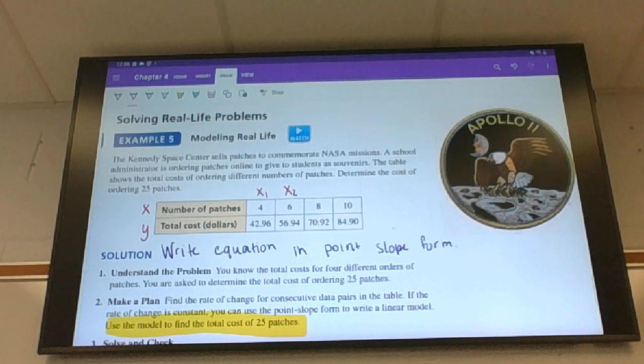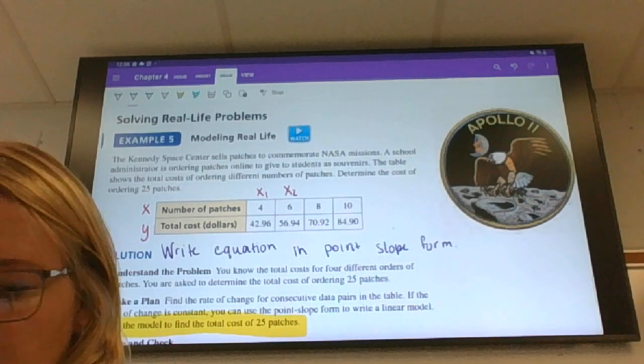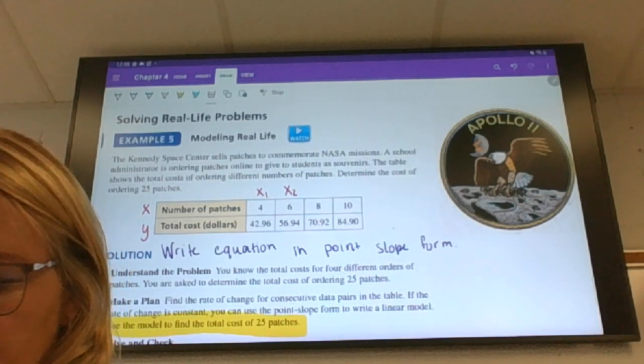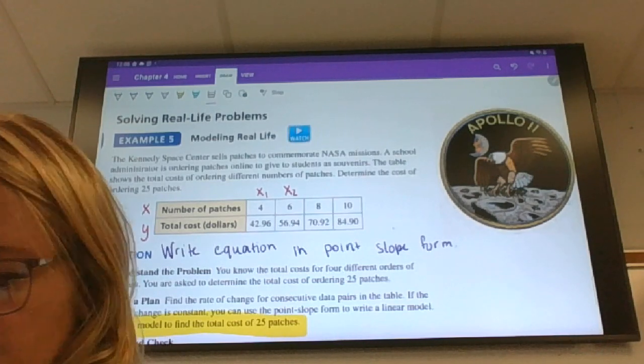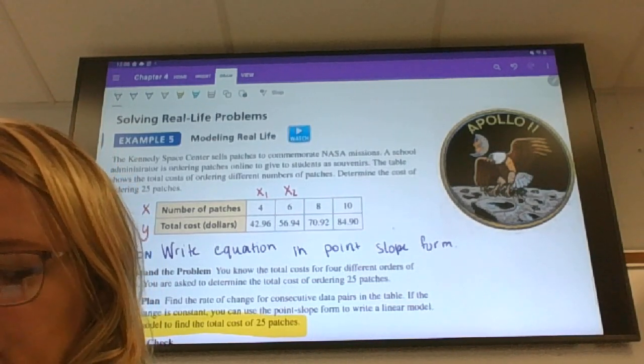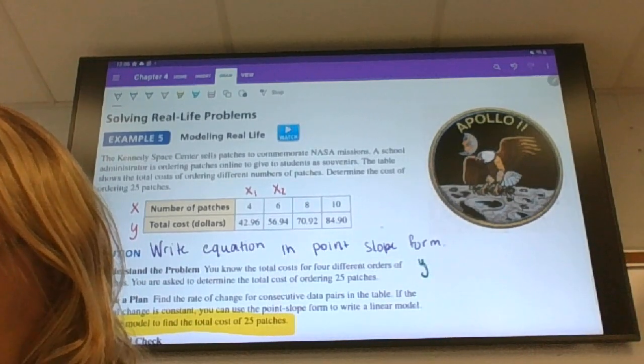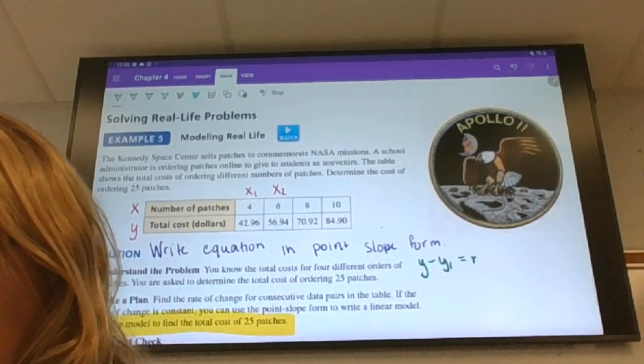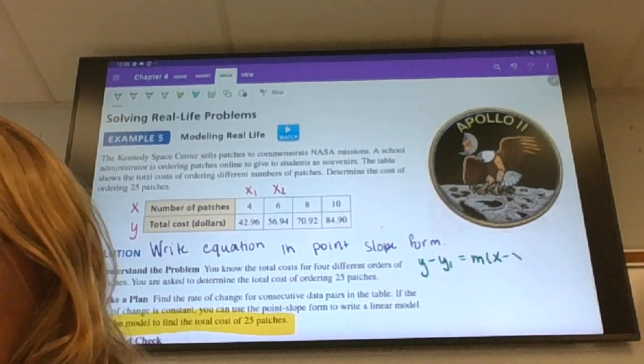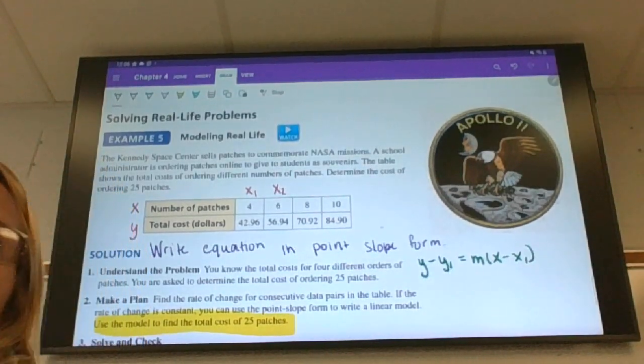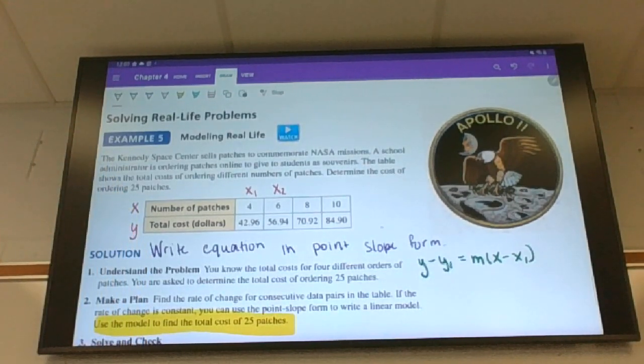Let's just make an equation. What do you want to do? What ideas do you have? Perfect. Let's write down the form. Okay, I love that. So we'll start with y minus y1 equals m times x minus x1. I like it. Okay, Landon, what do you want to plug in for x1 and y1?